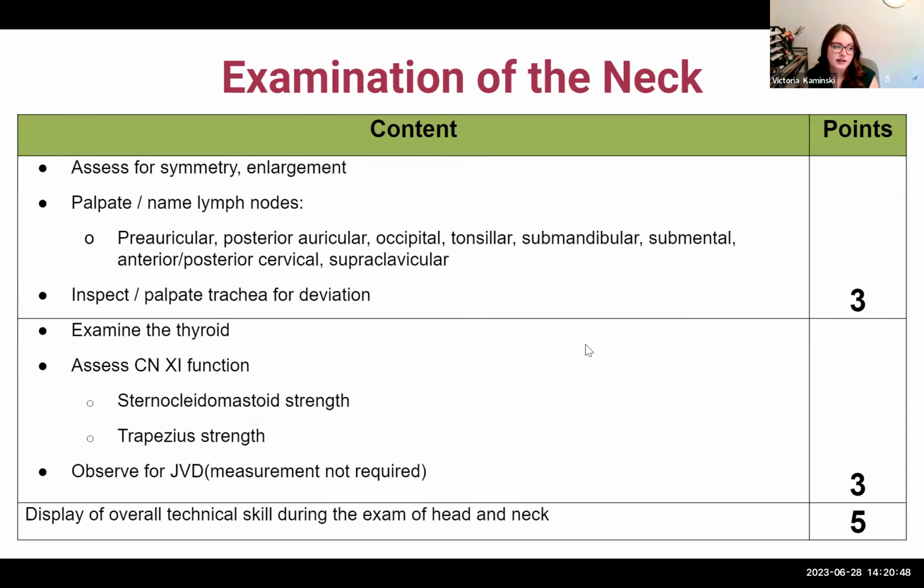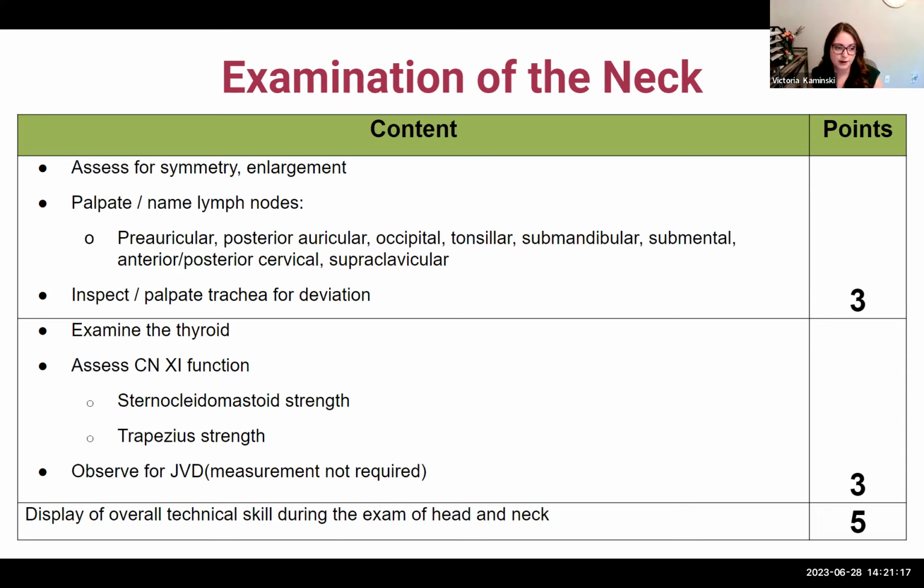Examination of the neck. So you're assessing for symmetry and enlargement. You're going to do that at a tangential view, looking on the side and having the patient look up. You're looking for any evidence of goiter. You're going to palpate over the lymph nodes. So pre-auricular in the front, posterior auricular in the back, occipital all the way in the posterior scalp, tonsillar. You're going to do the submandibular, the submental, the anterior cervical in this chain kind of in a triangle, the posterior cervical, and the supraclavicular.